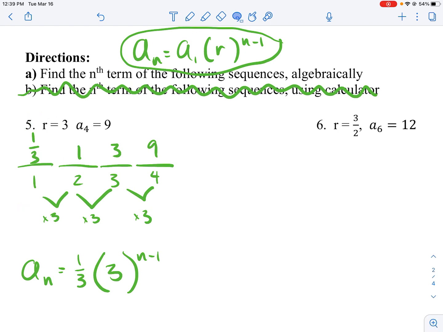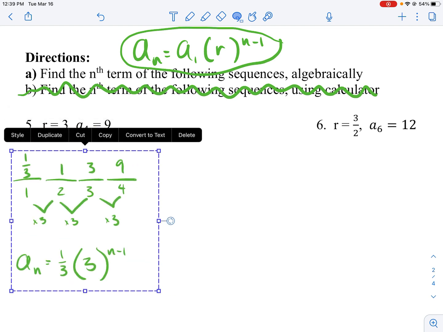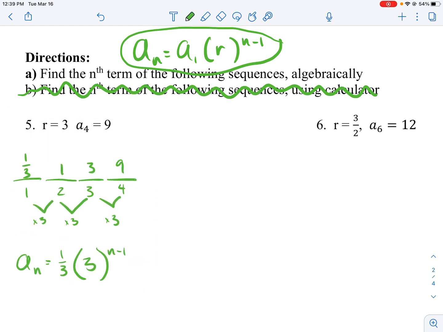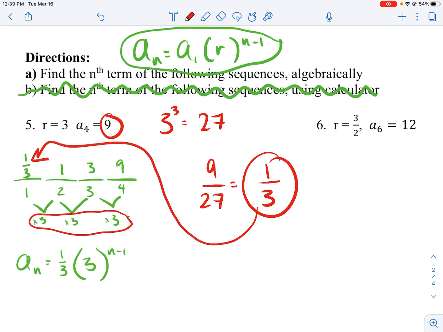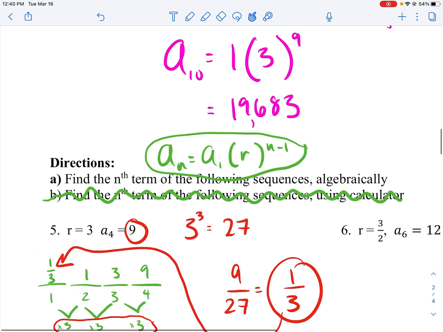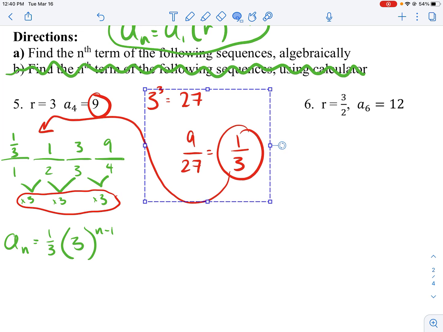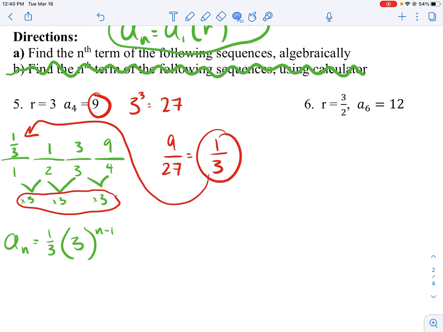Okay, that's not the only way to find it. Okay, the other way we could find it is this. All right, let's take into account how many times did we multiply by 3? 3 times, right? And so that's 3 cubed, which is 27. And then we take this number, we divide it by whatever number we come up with, in this case 27, and that ends up being 1/3, which is our first term in the sequence. Okay? So that's however you want to think about these guys here. Okay? I'll accept either method, right? As long as you get the right answer.